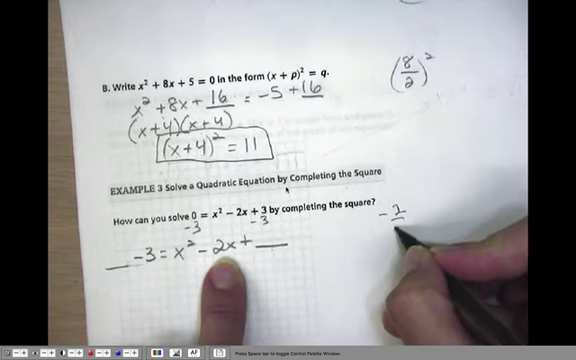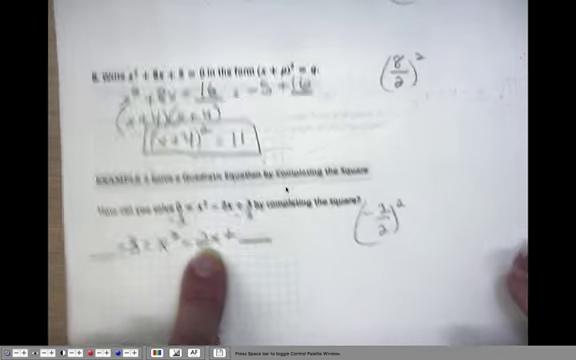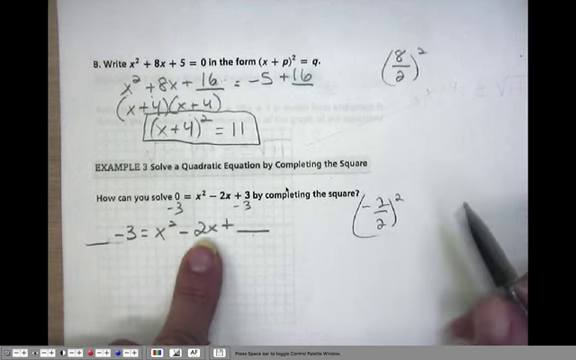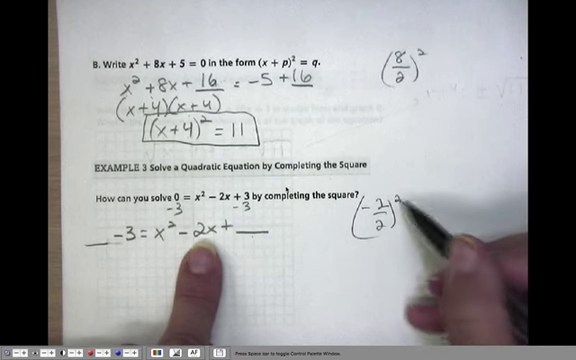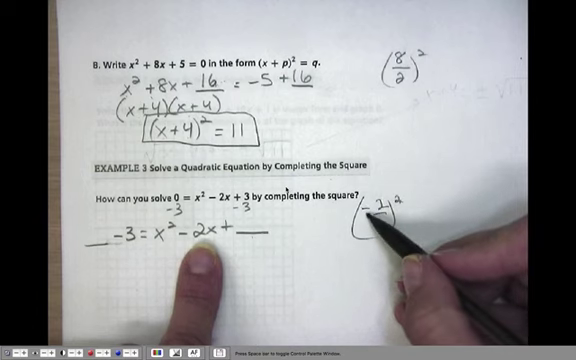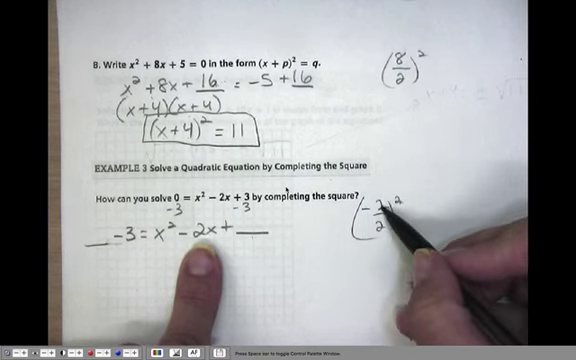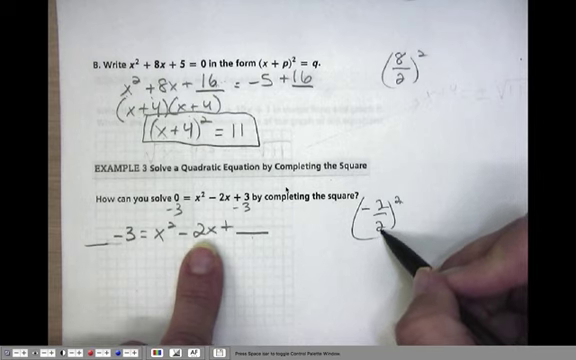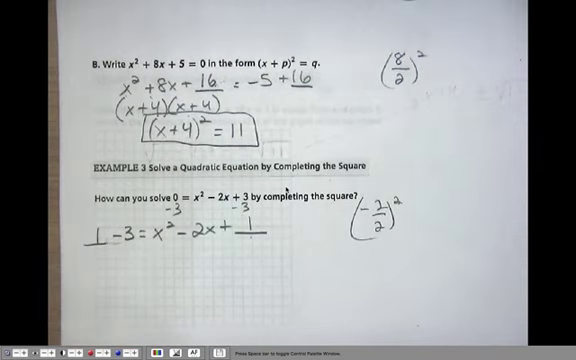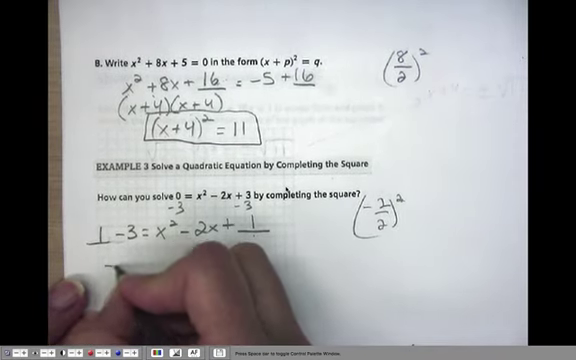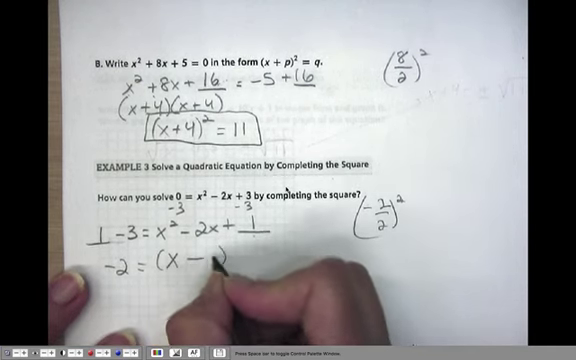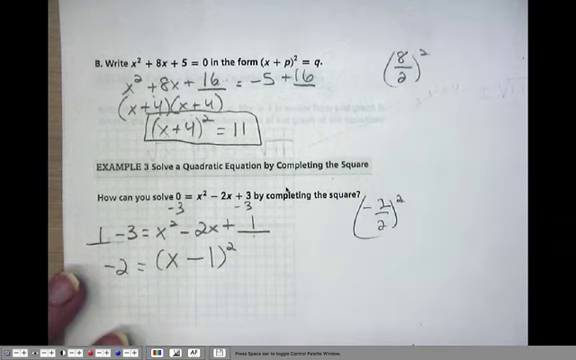It's -2 divided by 2 and then squared. No matter what, I don't care what your calculator spits out at you, this number is always going to be positive because you're squaring a real number. Okay, so do you really need to write the negative sign here? Not really. So -2 divided by 2 is -1. -1 squared is +1. I simplify and I have -2 equals, this is now x minus 1 quantity squared.